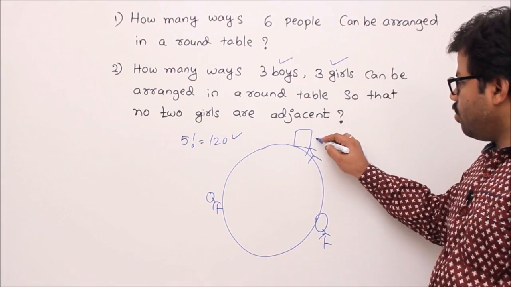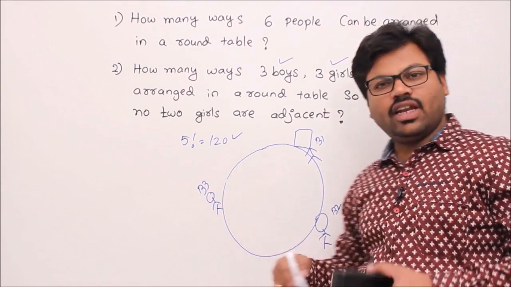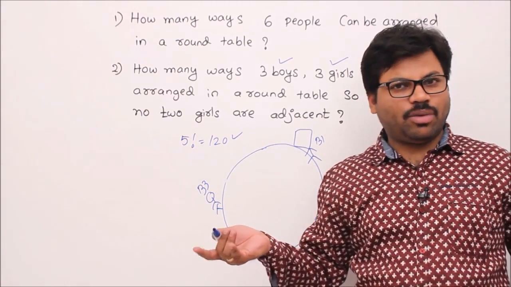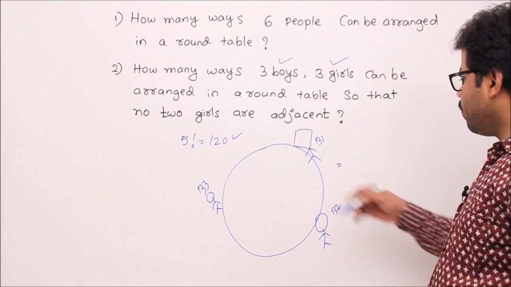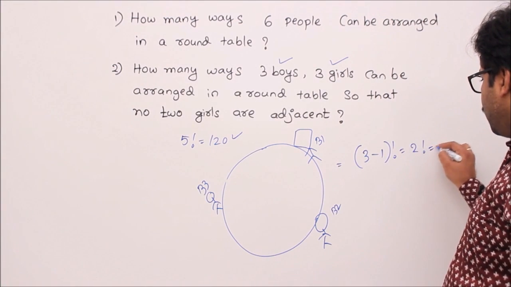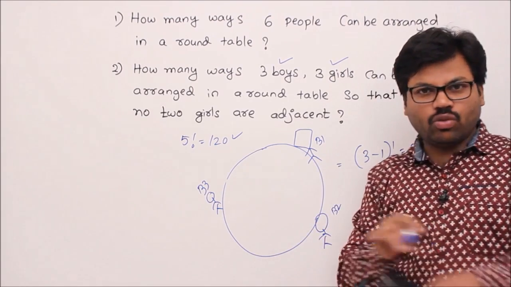Now there are 3 boys, right? Boy 1, boy 2, boy 3. First you arrange these boys in a circle. Then how many different ways can you arrange them? We know the circular permutations. So that will be 3 minus 1 factorial, you remember. That means 2 factorial, which is 2. Now once you arrange them, our job is not over.